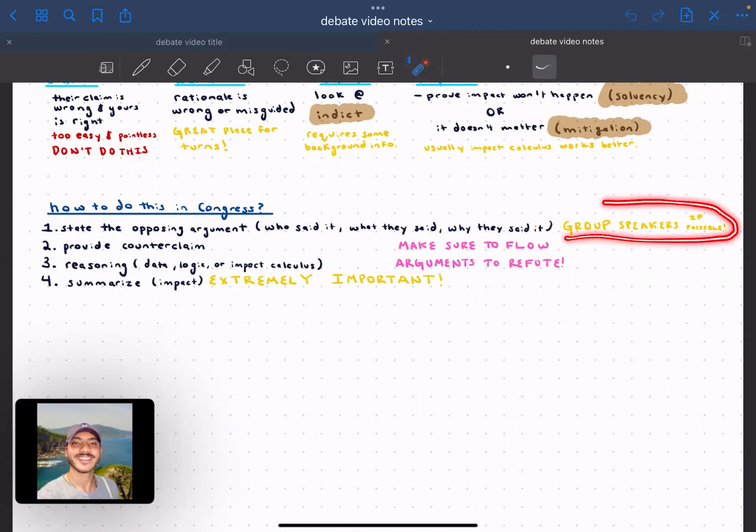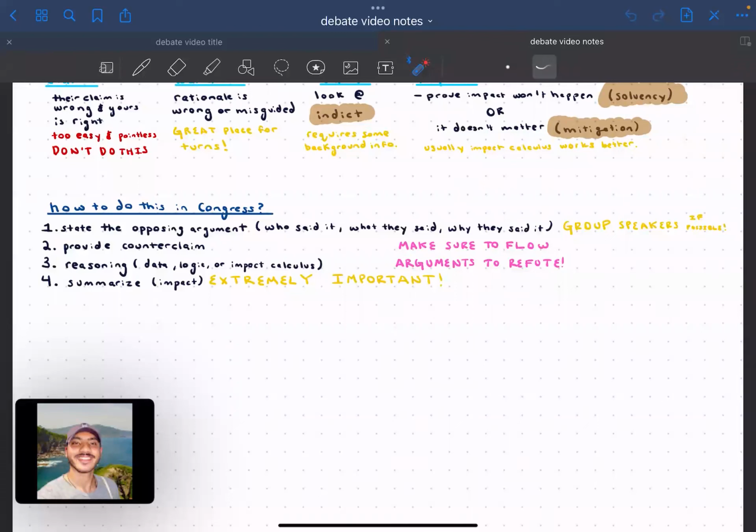And if possible, you should try to group speakers, right? If all of the affirmative is saying the same kind of thing, I would list every single affirmative speaker just to show that you've been involved in the round and that you know how to group arguments together, right? Okay, so you first start off by stating this opposing argument. Then you provide a counterclaim, right? You say, but that is not the case. The reality is whatever you want to say. Providing this counterclaim is going to directly go against this opposing argument.